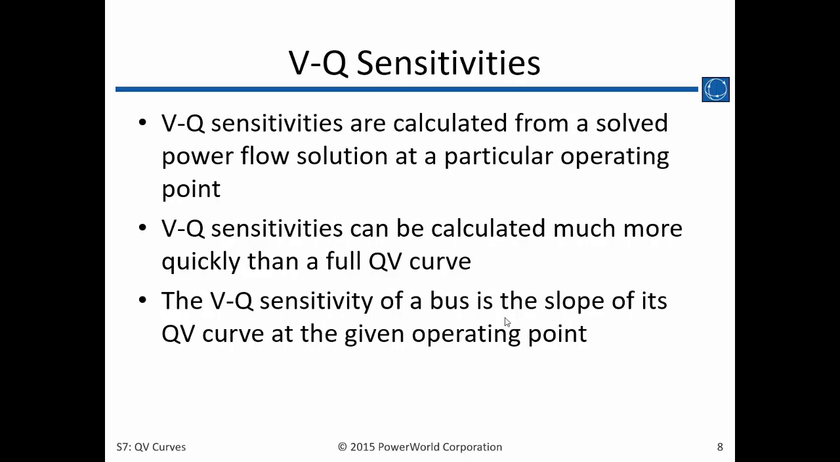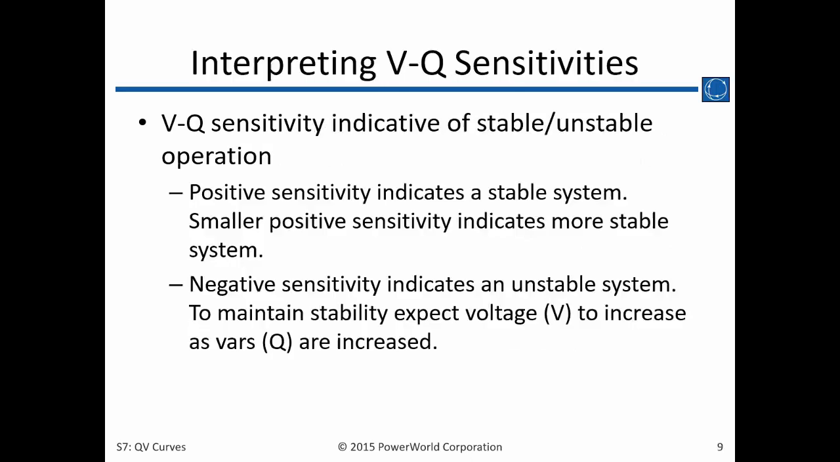VQ sensitivities are calculated from a solved power flow solution at a particular operating point. So the sensitivities do depend on your starting system state. They can be calculated much more quickly than a full QV curve. And the VQ sensitivity of a bus is the slope of its QV curve at the given operating point. So that's why you can use those VQ sensitivities to find locations where a particular bus might experience a QV problem quicker than another bus.